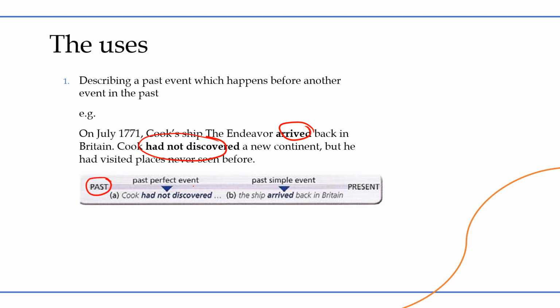Here is the past, and here is the present. So the past perfect event happened first. It is the first event, and then the past simple event becomes the second or the following event. So here, Cook had not discovered becomes the first event, and the ship arrived back in Britain becomes the second event.